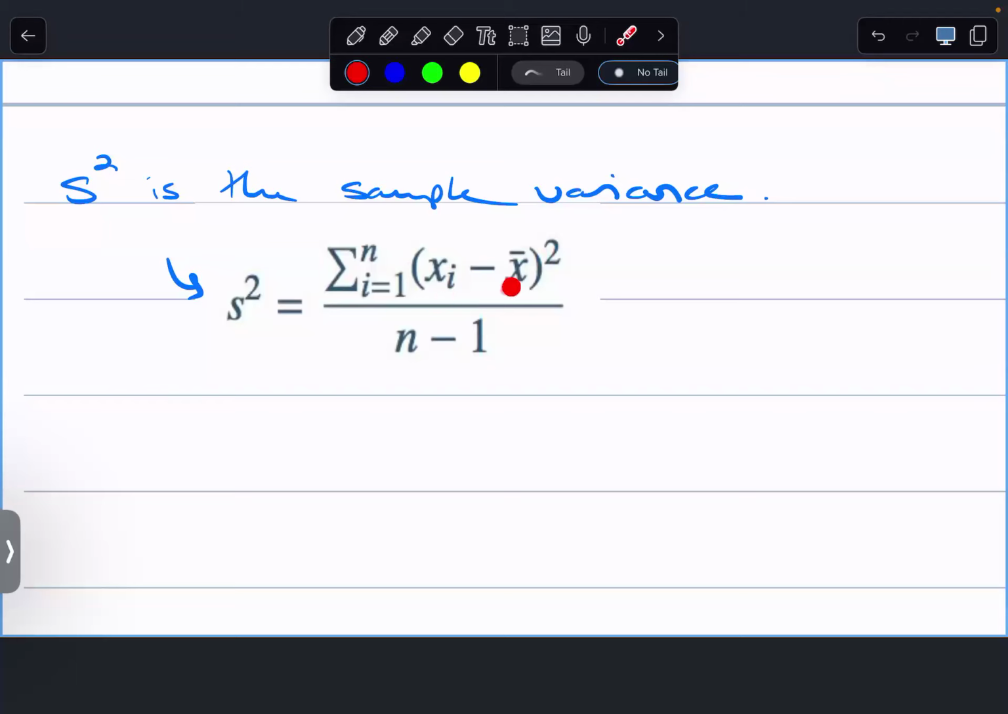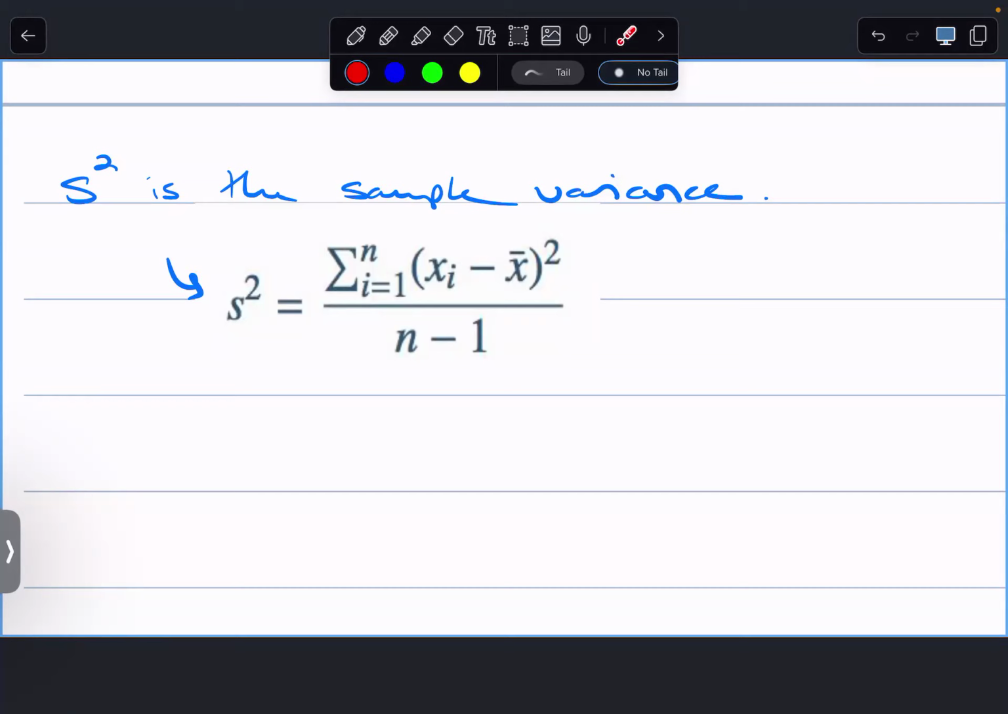Starting inside these brackets, what do we want to do? From each observation, I want to take away the sample mean, which means I have to find the sample mean first. So from each observation, subtract the mean. How far from the mean is this thing? That seems like a deviation, doesn't it? Yes, it does. Deviation from the mean. Then you're going to square each of those deviations.